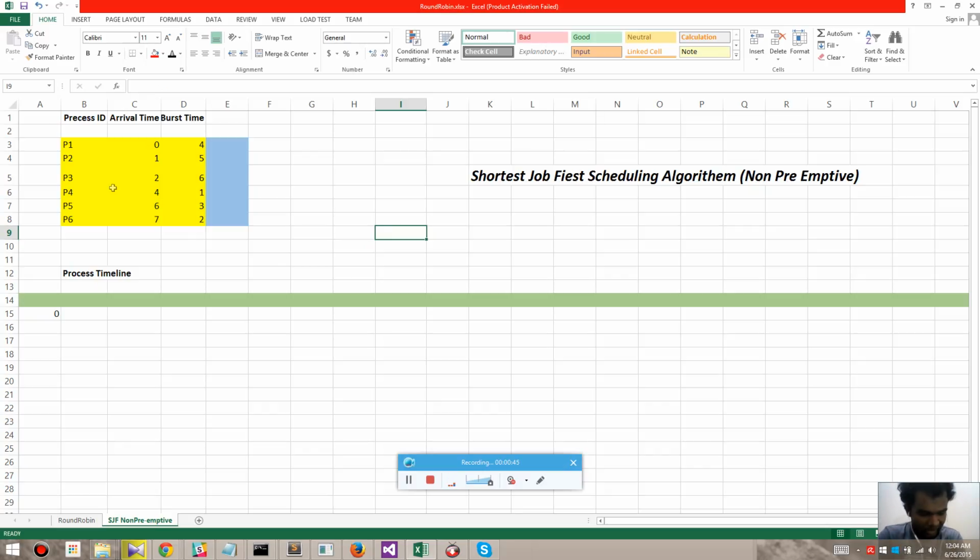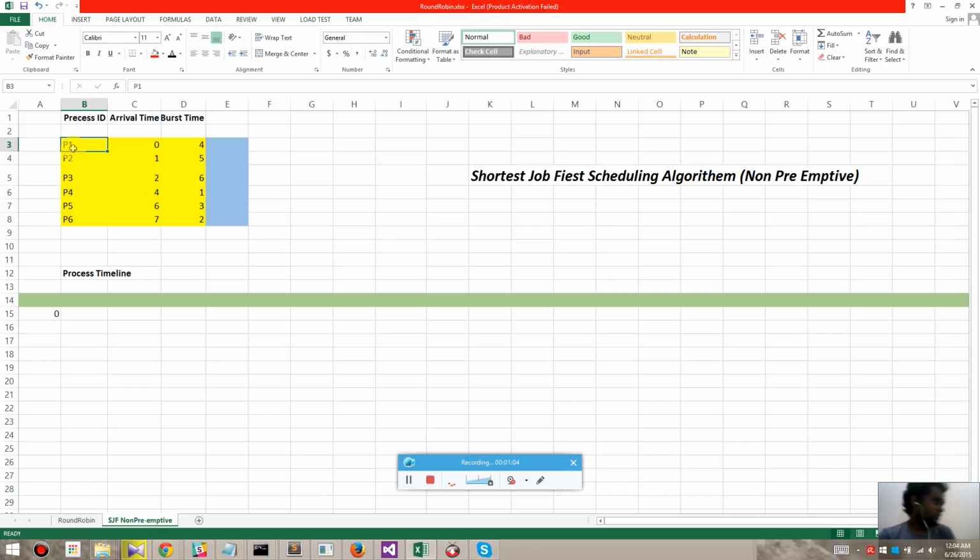Before we get started, I have to say how the shortest job first algorithm works. It's based on a simple theory, which means that whatever is the shortest job, it will execute it first. So keep that in mind.